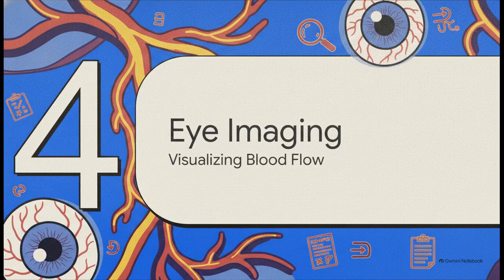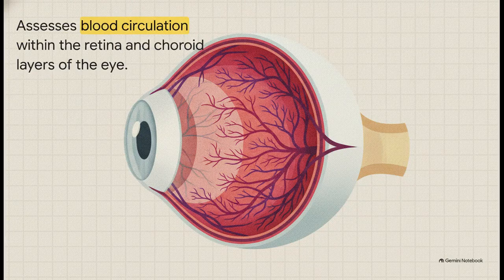Section 4. Eye imaging, fluorescein angiography, visualizing blood flow. First off, what is the clinical purpose here? Well, fluorescein angiography is designed to help the physician assess the anatomy, physiology, and pathology of blood circulation inside the eye. Specifically, we're looking at the blood flow within the retina and the choroid. Just as a quick anatomical refresher, the choroid is that pigmented vascular layer of the eyeball situated right between the retina and the sclera. So that is our precise anatomical target.